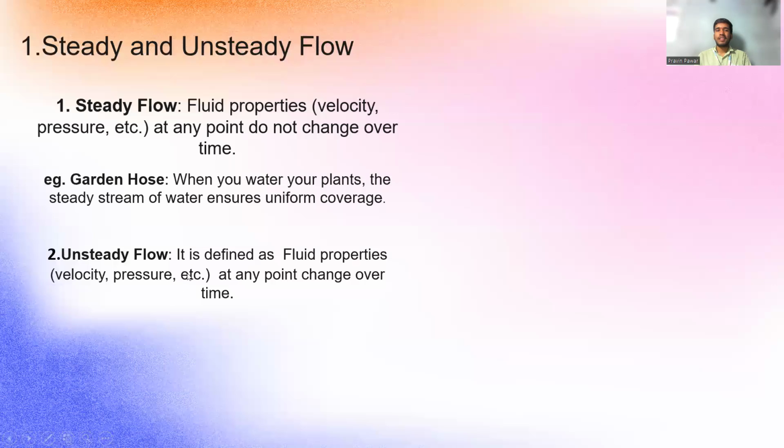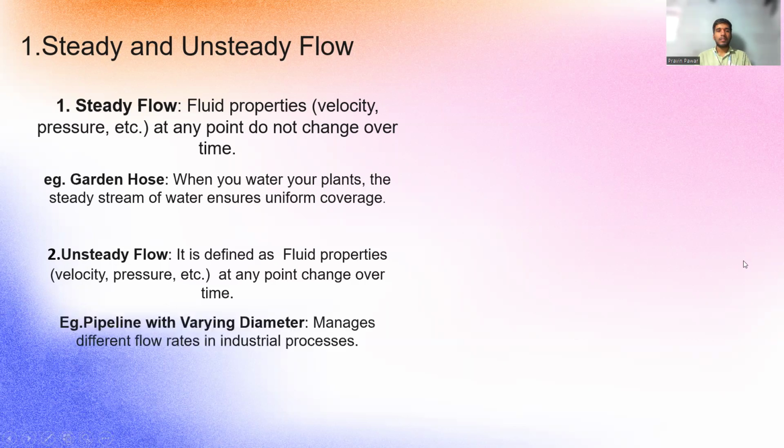Next is unsteady flow. Unsteady flow is defined as flow in which properties such as pressure, velocity, and density change over time. The fluid properties can change at any point according to time. Example: a pipeline with varying diameter that manages different flow rates in industrial processes.